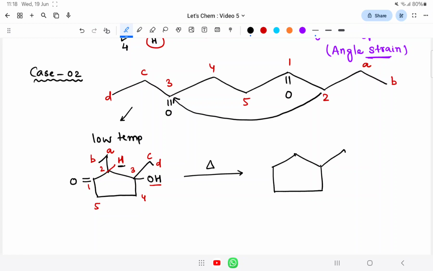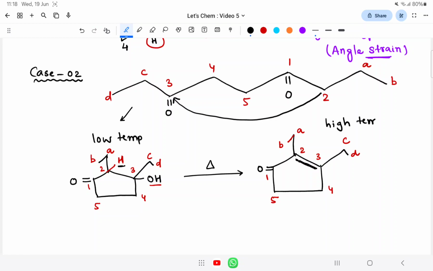So guys, this tail is going to be still there, this tail will be there, first carbon remains unaffected, and there is going to be a bond like this. So what numbers are we going to write here? This is CD, this is your AB, this is your first, this is your second, third, fourth and fifth. This is at high temperature.